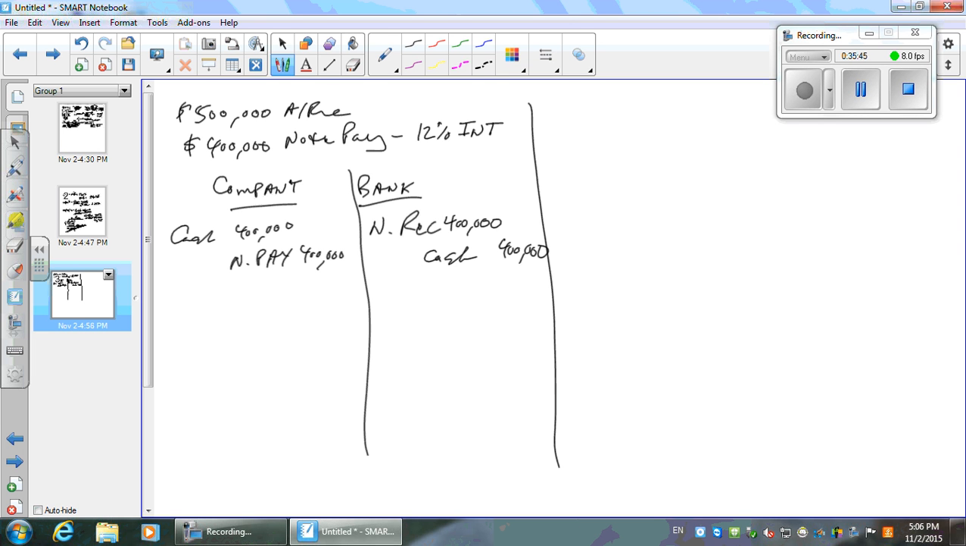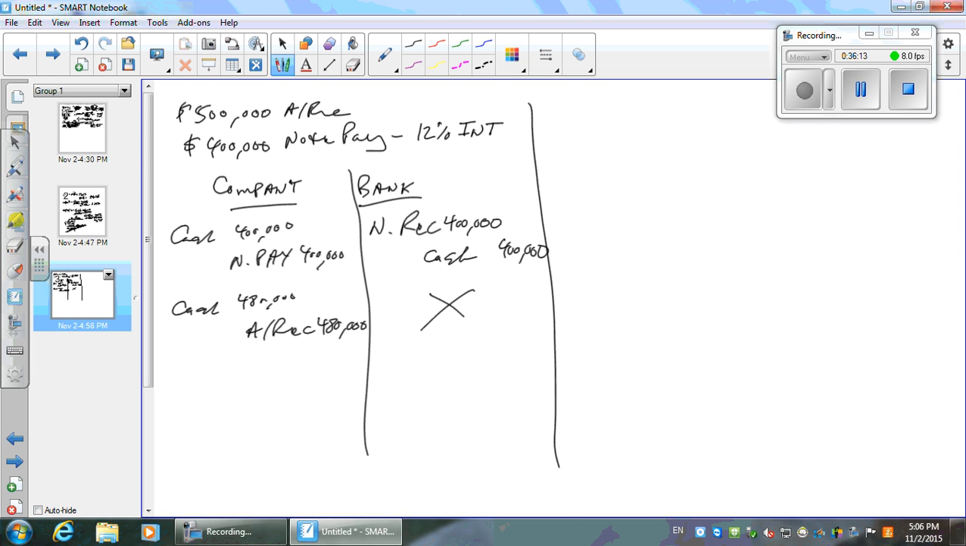Debit cash, I said 480, didn't I? So I'd have 20,000 left of my accounts receivable. This is just nothing, guys. Credit what? Accounts receivable, absolutely. What's the bank going to do? They're going to debit cash? No, they're not. I didn't give it to them yet. So what are they going to do so far? Because I debited cash and credited accounts receivable, they're not going to do anything, right?